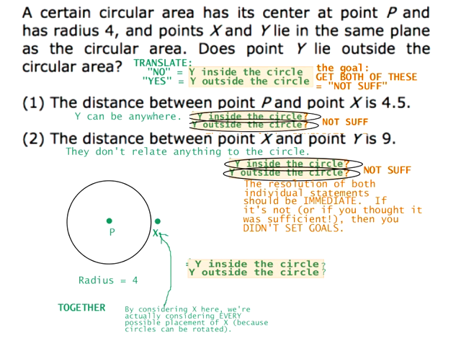So getting Y outside the circle, this is pretty easy to do. I mean, you can just put Y way over there. This is not to scale, but if Y is all the way clear on the right, then that's going to be outside the circle for sure. So, okay.